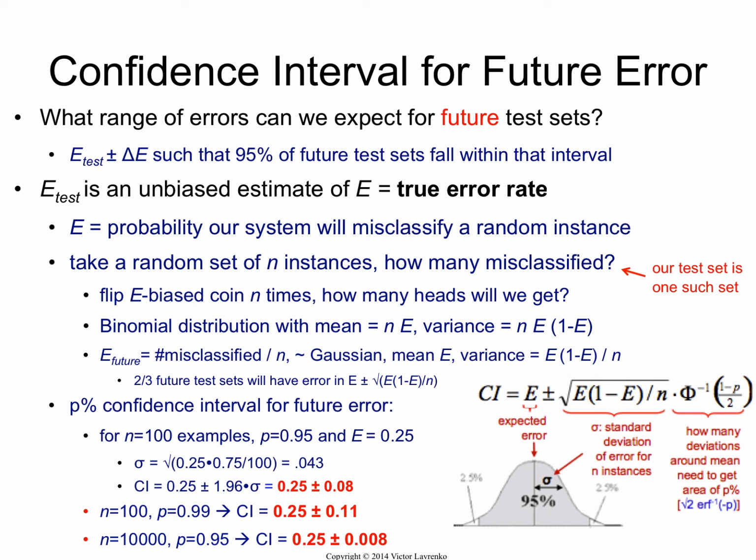So if you have 100 times more data in your test set, your confidence interval is going to shrink by a square root of 100, so by a factor of 10. And you see that there, right? So it shrinks from 8% to 0.8% when the data grows from 100 to 10,000 examples.